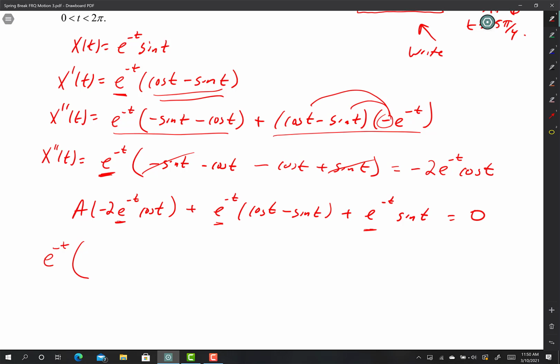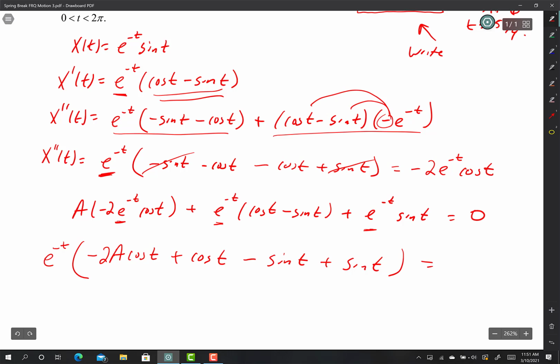So now I have, let's see, negative 2a cosine t. And then, I factored that guy out, plus cosine t, minus sine t plus sine t. All right, perfect. We're getting somewhere, guys. So I see these sine t's canceling out. And now that's all I have.